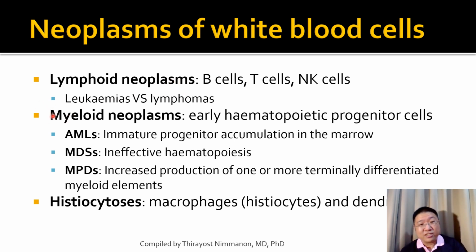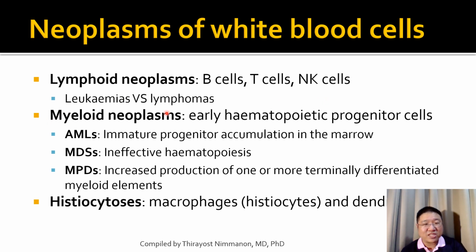And the second group of white blood cell neoplasms is myeloid neoplasms. So myeloid, just like the myeloid precursor of granulocytes, right? Myeloid refers to haematopoietic cells within the bone marrow. So it is the neoplasms of early haematopoietic progenitor cells within the bone marrow.